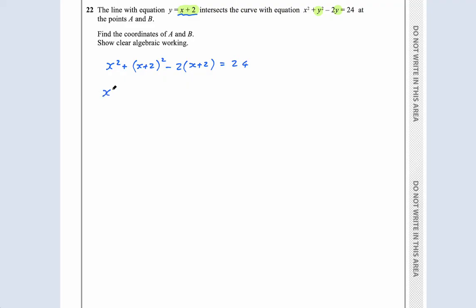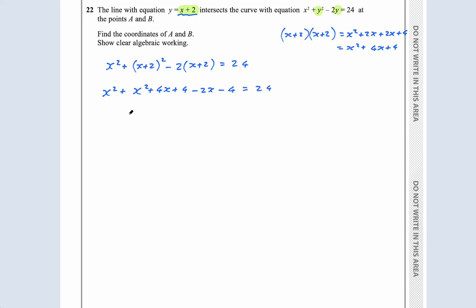So this is x squared plus, multiply this out, guys. I get x squared plus 4x plus 4. Do it the long way if you want, guys. x plus 2 times x plus 2 equals, this times this is x squared, this times this is 2x, this times this is 2x, and 2 times 2 is 4. Hence, x squared plus 4x plus 4. And this, when I multiply it out, is minus 2x, and minus 2 times 2 is minus 4, equals 24.